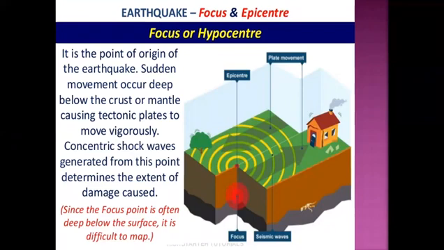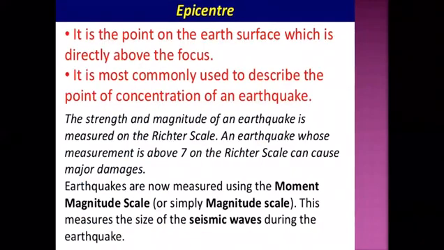Focus is the point of origin of the earthquake. Sudden movement occurs deep below the crust or mantle, causing the tectonic plates to move. Since the focus point is often deep below the surface, it is difficult to map. Epicenter is the point on the Earth's surface which is directly above the focus. It is most commonly used to describe the point of concentration of an earthquake.